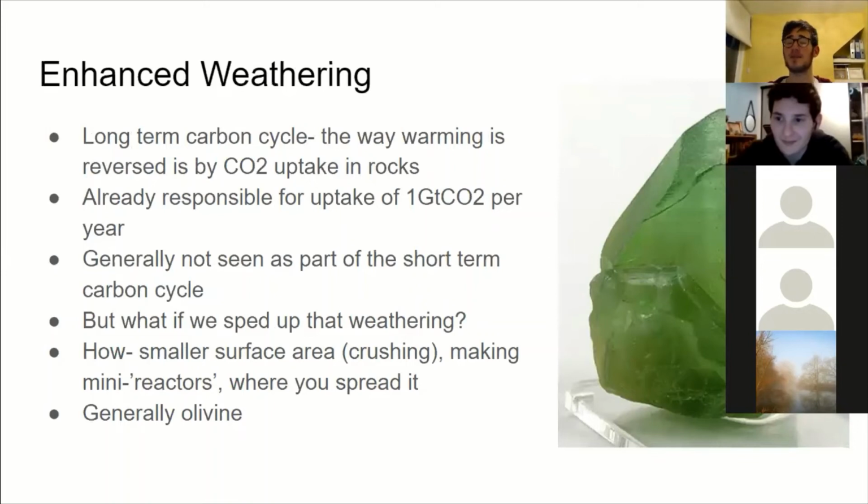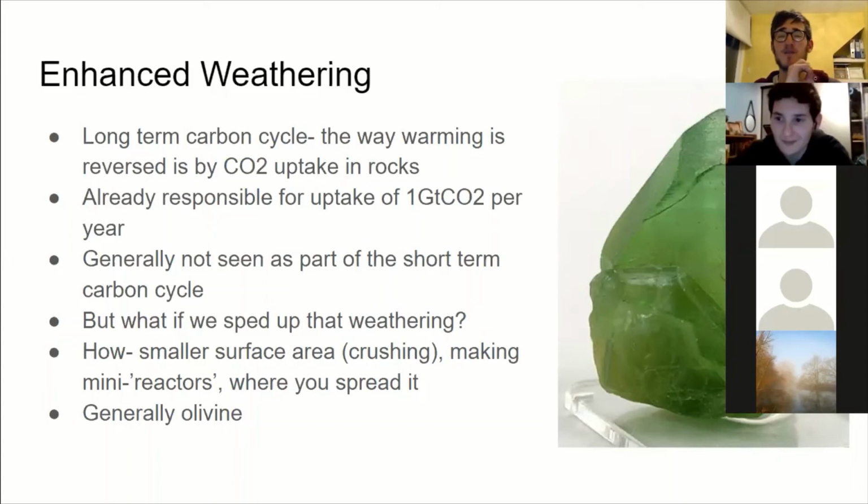And the way warming in the past had been reversed was by CO2, carbon dioxide, being taken into rocks, because rocks react with carbon dioxide in the air. And when they do that, they can actually permanently store that carbon dioxide in them. It's already responsible for the uptake of about 1 billion tons, 1 gigaton of CO2 per year by weathering already. So it can clearly be done at some degree of scale, but it's generally not seen as part of the short-term carbon cycle, which we care about.